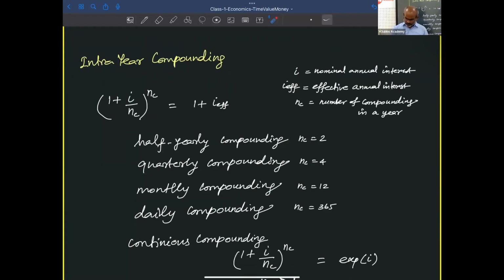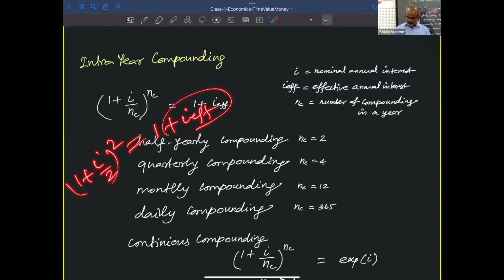We can easily understand this for the case of NC equal to 2. Because interest is added 2 times, 1 plus I by 2, whole to the power 2, equals 1 plus the effective annual interest rate.